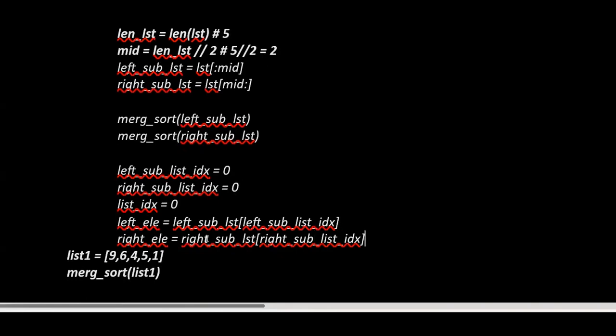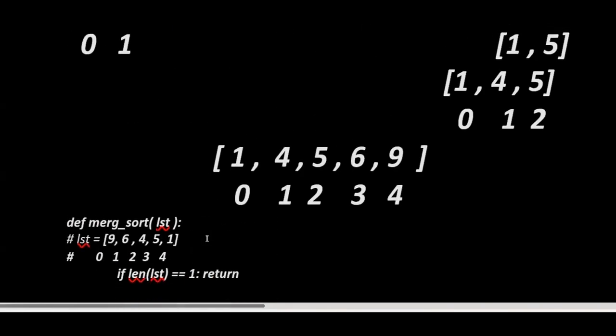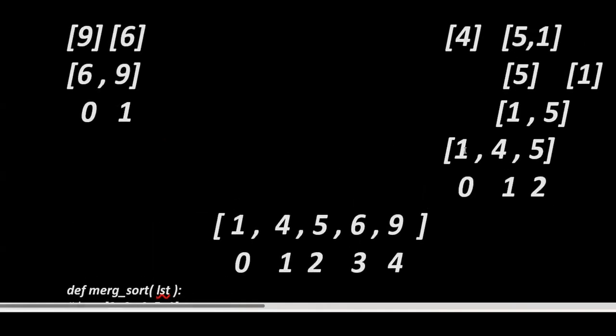I have picked the right sublist element and the left sublist element. That is, I have picked 1 as well as 6. Now what I want to do, sir, is compare the 6 and 1. In particular, I need to compare my left list element with the right list element. So after that, what do you do, sir?